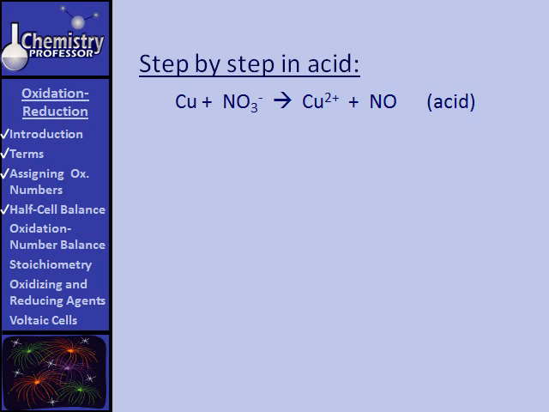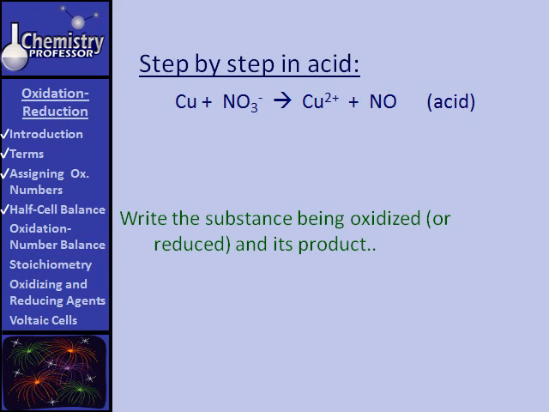Let's start with that nitrate ion. We're going to write the substance being oxidized or reduced and its product. It doesn't matter which half cell you start with. We're going to start with the nitrate. So here we go. The nitrate ion goes to nitric oxide. Okay, that's the first thing. Now we get the numbers in here. Nitrogen is going from a +5 to a +2. Oxygen isn't changing. The nitrogen is going from a +5 to a +2.